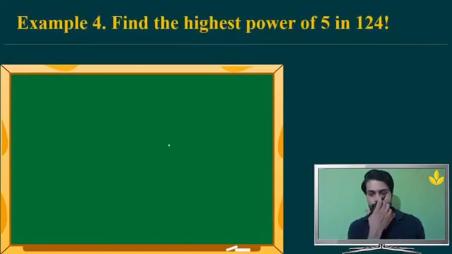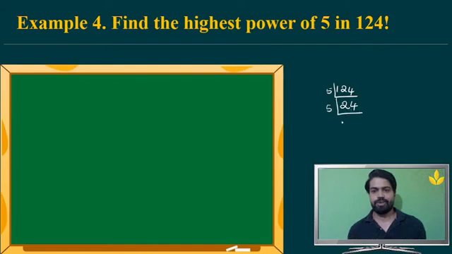Let's go to the next one. Find the highest power of 5 in 124 factorial. So 124 can be done as 5 24s are 120. So I can go for 24 5s and I can go for 4 5s. So the total number of 5s is 24 plus 4, 28. I can only have 28 5s in this. So the highest power of 5 in 124 factorial is 28.